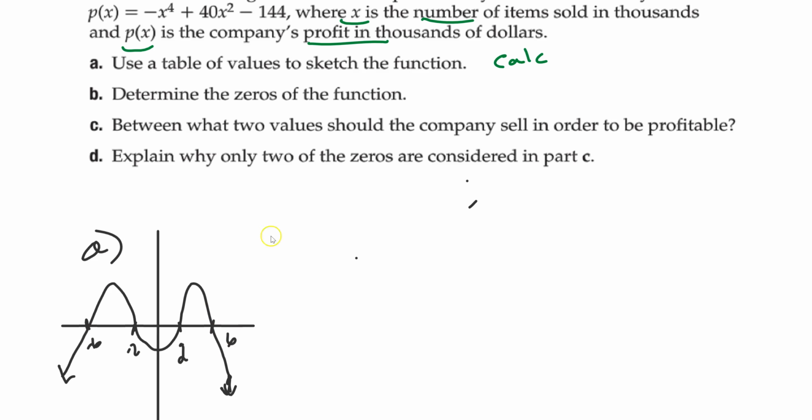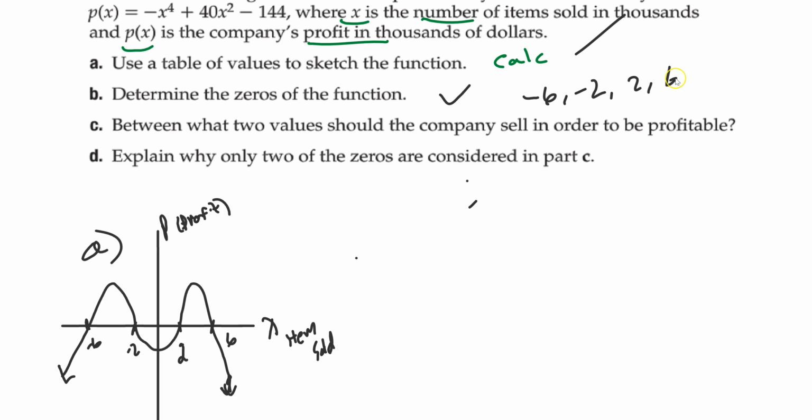Don't forget, let's label this. X is the number of items sold in thousands. And P is profits. Okay, so A and B are done. Check and check. So my zeros of the function are -6, -2, 2, and 6.